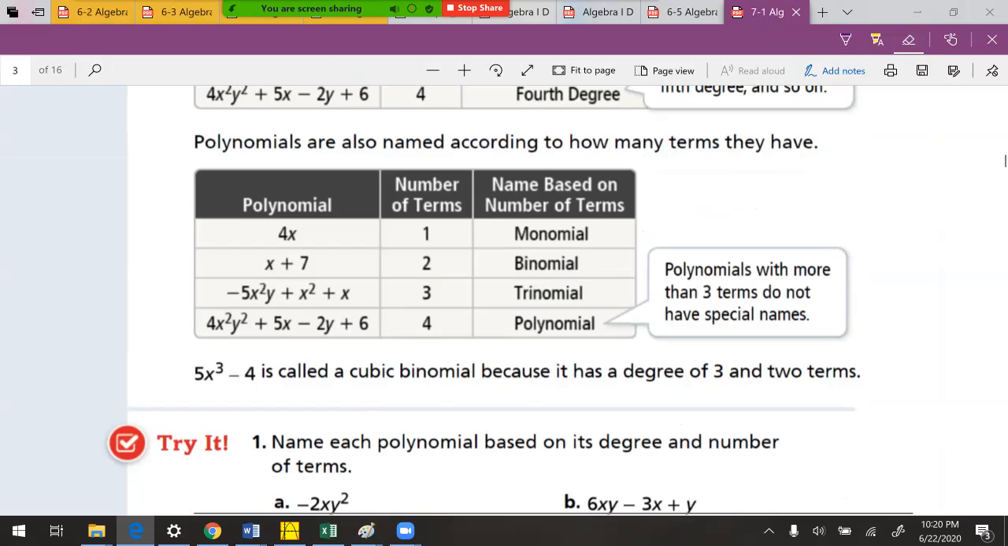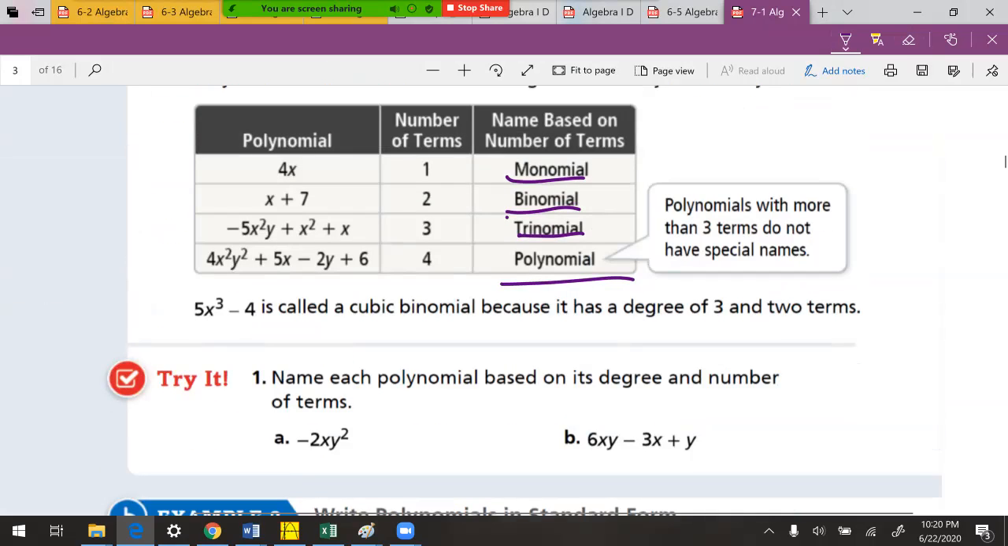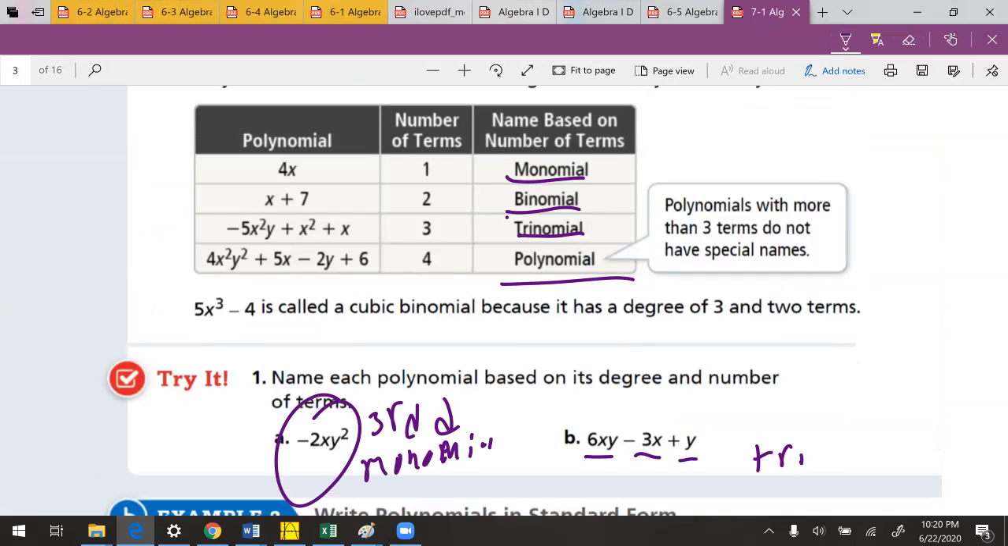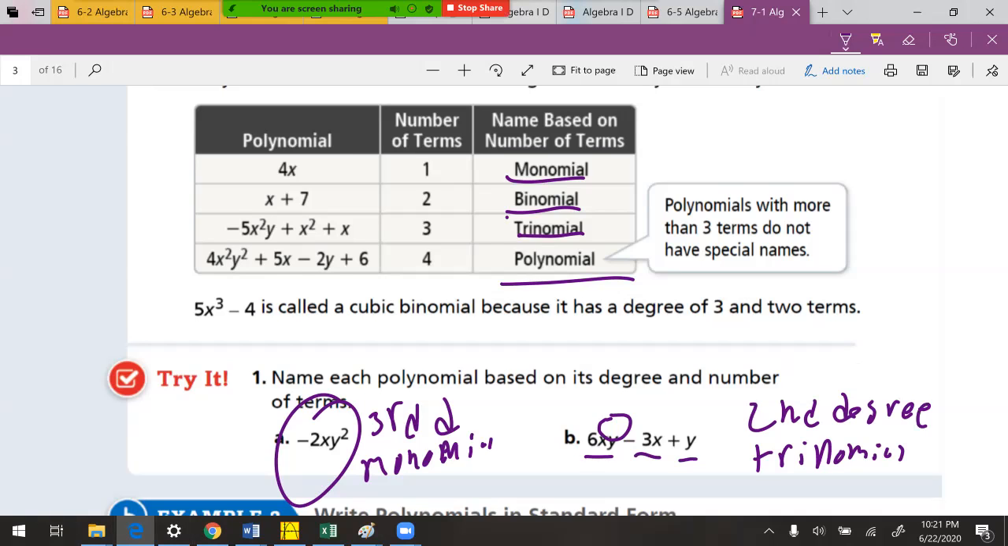This right here, monomial, because there's 1. Binomial, because there's 2. Trinomial, 3. Polynomial, because there's more than 3 usually. Okay, here we go. This one's going to be 3rd degree, and this is a monomial. Why? Because there's only one term. There's 3 terms, so that's a trinomial. And this is going to be a 2nd degree, because there's 2, there's 1 adds to 2.